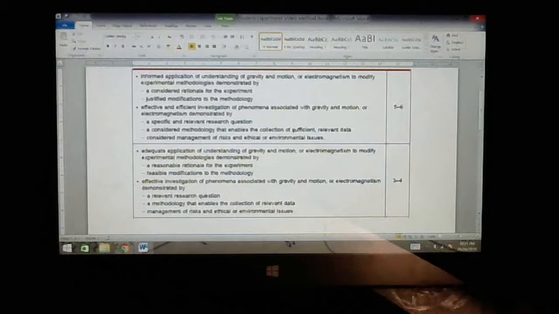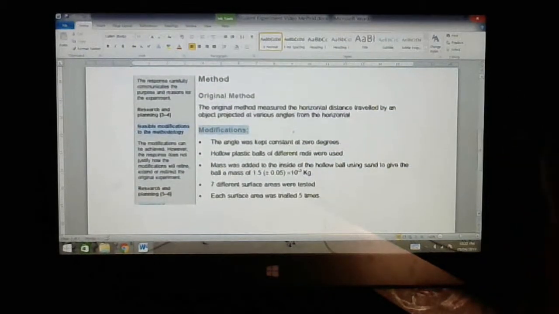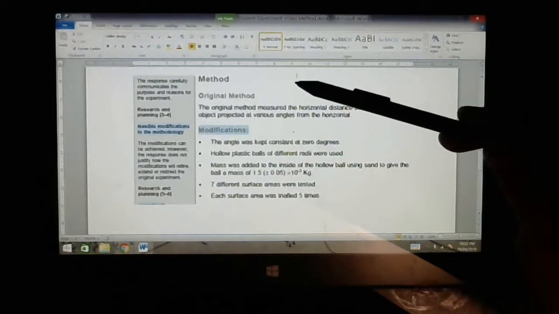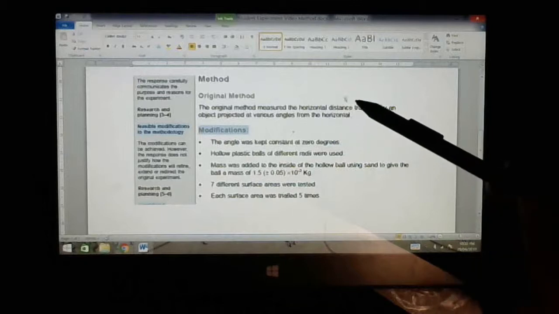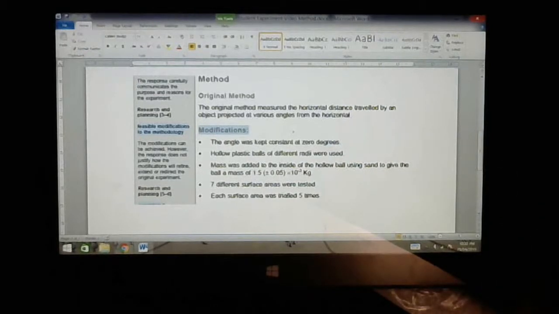Now, when we have these modifications to the methodology, I'm going to show you the example from the physics paper in terms of what we expect for you to write. So let's scroll down to that here. Now, this is from an example written by QCAA, and you can see here for the method they've got the original method. Well, there is a sentence descriptor about what was done with the original experiment.